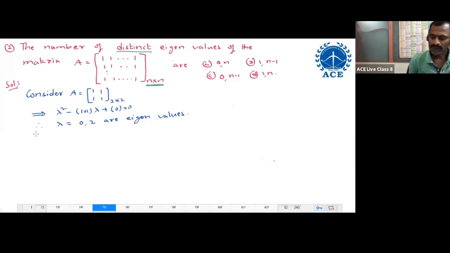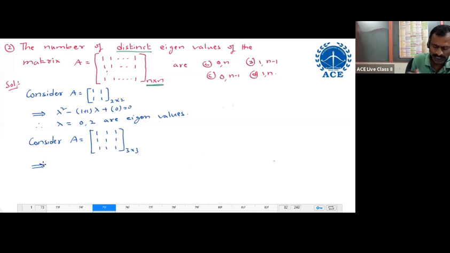Next, we consider the third order matrix: 1, 1, 1, 1, 1, 1, 1, 1, 1. It is a 3 by 3 matrix. It is a singular matrix. Because it is singular, one of the eigenvalues must be 0. But we cannot say only one eigenvalue is 0, or only two are 0. But a minimum of one eigenvalue must be 0 because of the singular matrix.